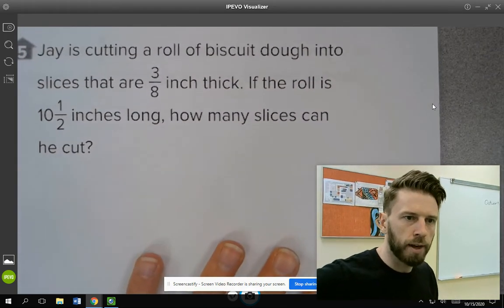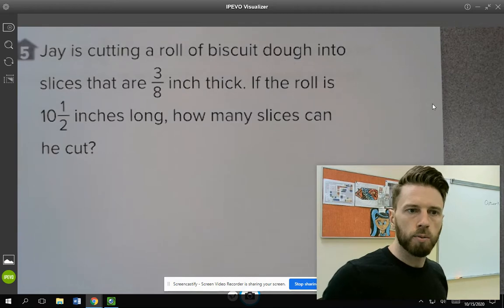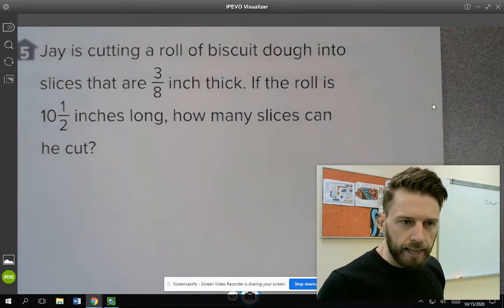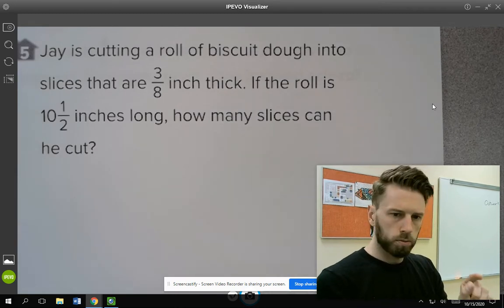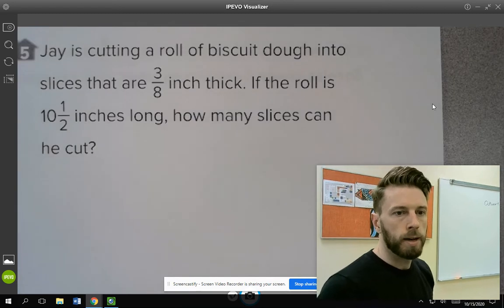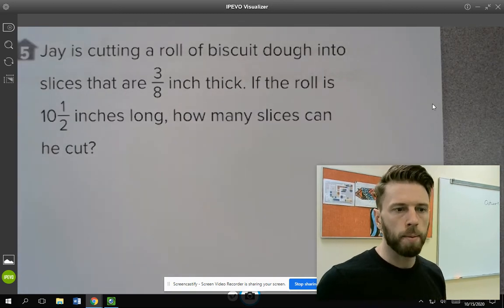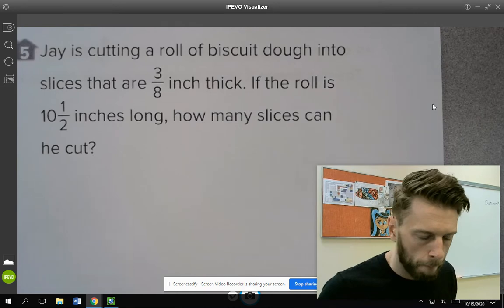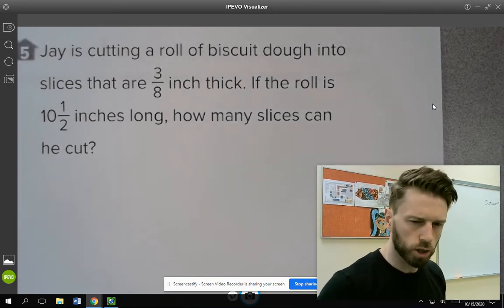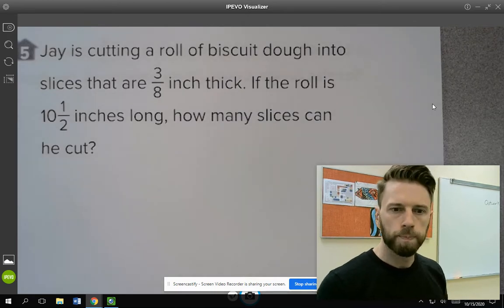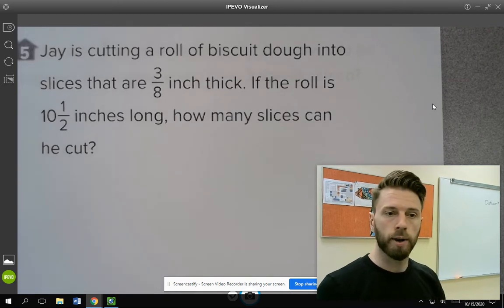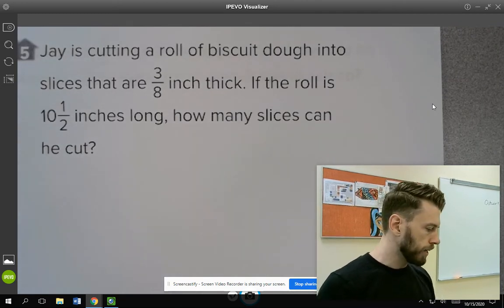So the first problem we're going to do together here: Jay is cutting a roll of biscuit dough into slices that are 3/8 of an inch thick. So an inch is like this big, 3/8 of an inch is pretty small. If the roll is 10.5 inches long, how many slices can he cut? Go ahead, pause the video, do exactly what you think you should do, use your gut, and then we'll compare. So hopefully you're unpausing right now to check your answer with mine. Let's see how you did.